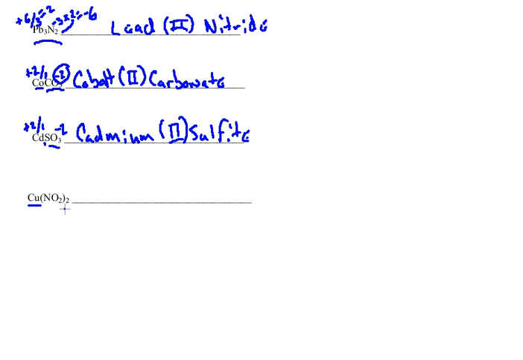Let's take a look at this example here, copper, and then we've got NO2. NO2 is nitrite, so this would be copper, leaving space, nitrite. Nitrite has a -1 charge, but we have 2 of them, so -1 times 2 gives me -2. To balance that out, we have to have a charge of +2. And there's only 1 copper here, so this copper has to have a charge of +2.